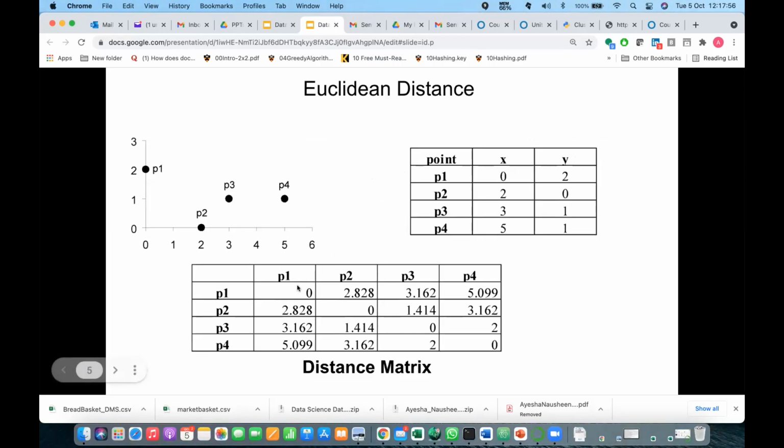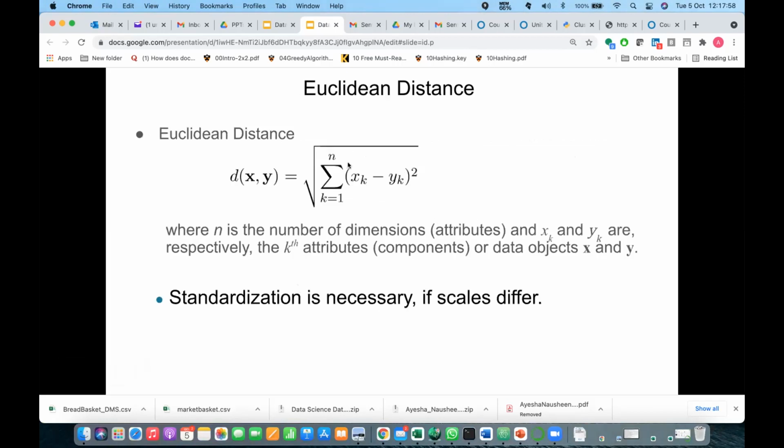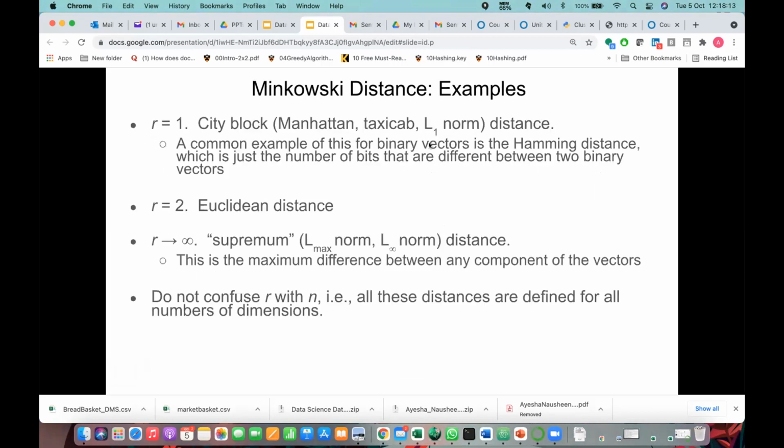This is similar to your Euclidean. Here, you can still write mod of this; mod also will give you the same value. Mod of xk minus yk whole square, and the square root is nothing but power 1 by 2. Instead of 2, they are writing r: r inside, 1 by r outside. That is called Minkowski distance.